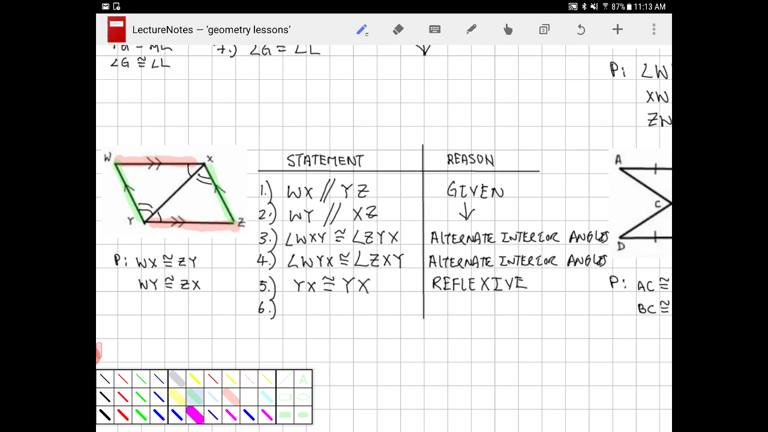So we now have enough information to say that triangle WXY is congruent to triangle ZYX. And this is true because of ASA. So now that I have all this information and I've proven the two triangles congruent using ASA, I can now say that side length WX must be congruent to side length ZY. And we also know that WY must be congruent to ZX. All for the same reason that corresponding parts of congruent triangles must be congruent. So it's again CPCTC.